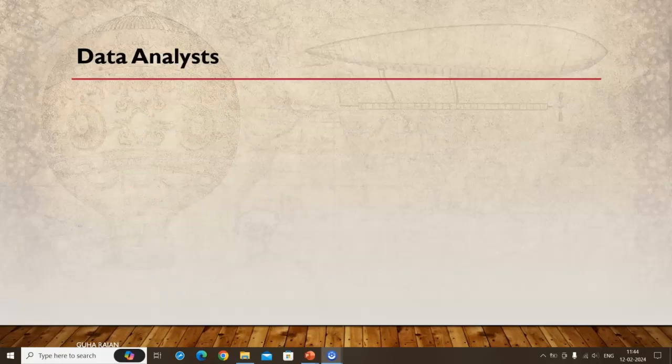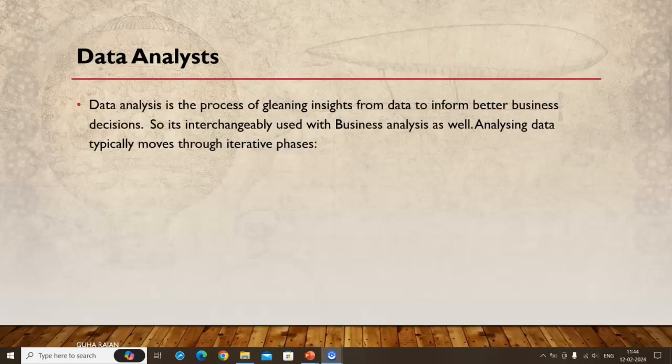And then comes data analytics. It's more of a functional role. You need to have business knowledge. Data analysis is the process of gleaning insight from the data, because the data is already in a place, maybe in the cloud infrastructure, and you check the data and get insights so that better business decisions can be taken. That's where the data analyst role comes into the picture. He needs to have some business skills. It is used interchangeably with business analysis as well. He may be called a business analyst as well.